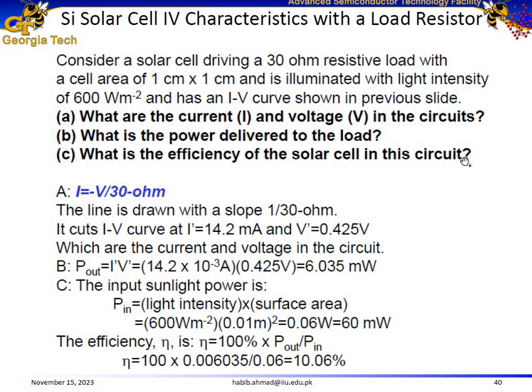What is the efficiency of the solar cell? We know that efficiency is equal to output divided by input times 100%. Now, what is the output power? The output power is the electrical power, this power, right? What is the input power? The input power is the optical power, which is the product of light intensity and surface area. So convert this surface area into meters square and multiply it with light intensity. It gives us the input optical power. So efficiency is equal to output electrical power divided by input optical power times 100. It comes out to be 10.06%. Not a great efficiency.